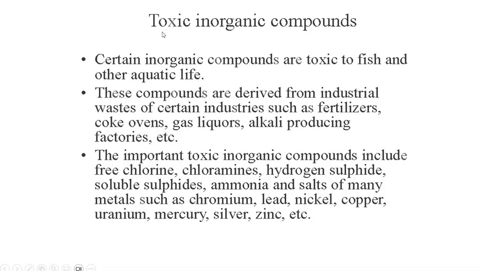Here we have the detail of toxic inorganic compounds. Certain inorganic compounds are toxic to fish and other aquatic life. These compounds are derived from industrial wastes of certain industries such as fertilizers, coke ovens, gas liquids, alkali producing factories, and many other sources. But these are the important ones. The important toxic inorganic compounds include free chlorine, chloramines, hydrogen sulfide, H2S, soluble sulfides, ammonia, and salts of many metals such as chromium, lead, nickel, copper, uranium, mercury, silver, zinc, and other heavy metals and chlorides.